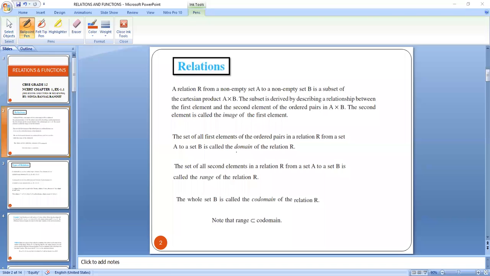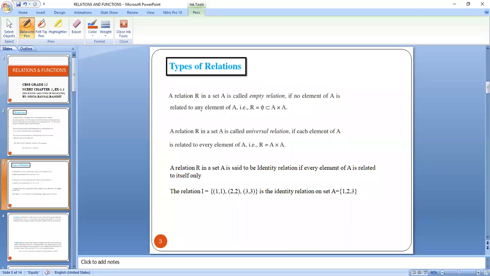Then we discussed what is domain, what is range, what is codomain, right? Domain is the set of all first elements of relation. Range is the set of all second elements of relations. And codomain is the set of all elements which are present in set B, that means the second set. And also range is a subset of codomain. These are the basics you have done in +1 also, right?